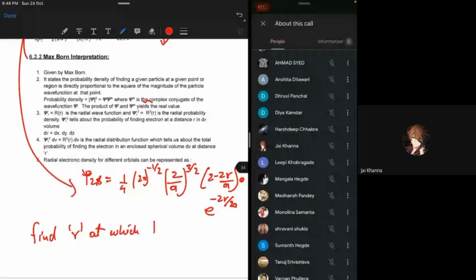There is a node. Now you guys find out. I'll ask you in 1 minute. My battery is at 10%, I'll go and bring the charger. Till then you all solve the question, okay?